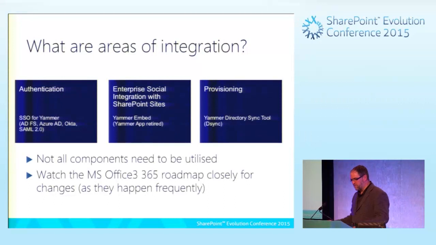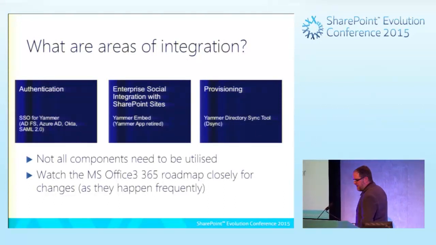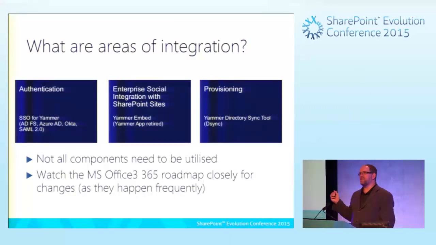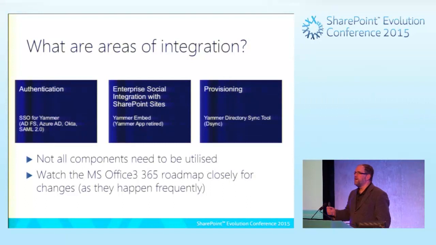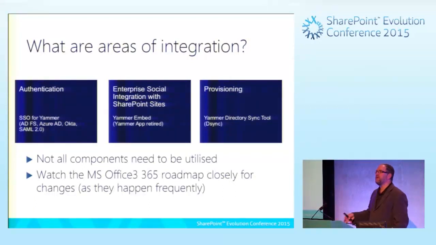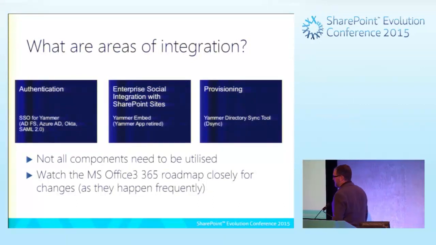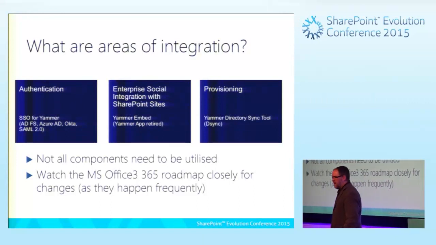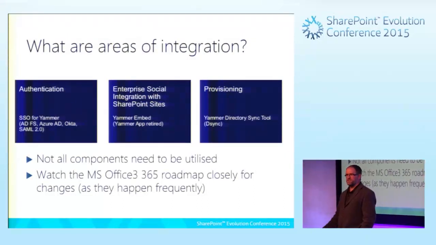So then again, the enterprise social integration, we'll take a look at that as well as the provisioning piece. And then remember, do follow that Office 365 roadmap. If you haven't already been to it, it's roadmap.office.com. It will actually list out the upcoming changes that are happening to things like Yammer and anything within Office 365. And I keep mentioning Office 365 because ultimately Yammer is being consumed by Office 365.